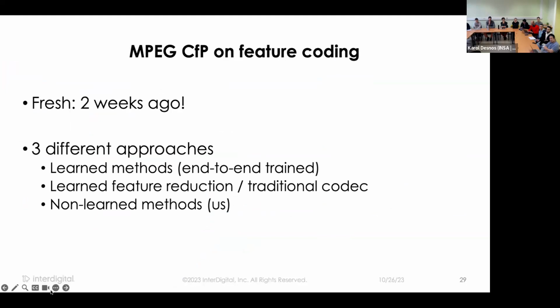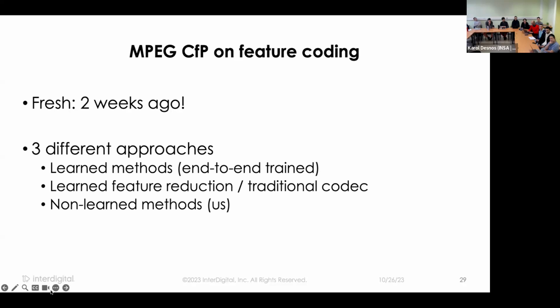It's very new, and we saw among the 12 proposals, there were 3 different approaches. First one was learned methods, like end to end. Let's add a new bottleneck and train it like you would train an autoencoder for image compression. Second one is let's still use VVC because we love VVC. So what you do is you reduce the size of the features, but still the inner codec will be VVC. Now, last one is non-learned methods at all, no neural network. That's what we did, and we were an outlier in the process.